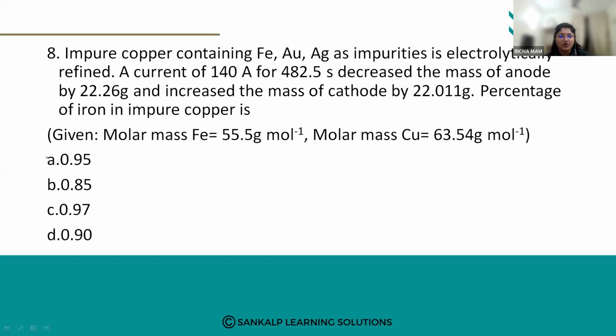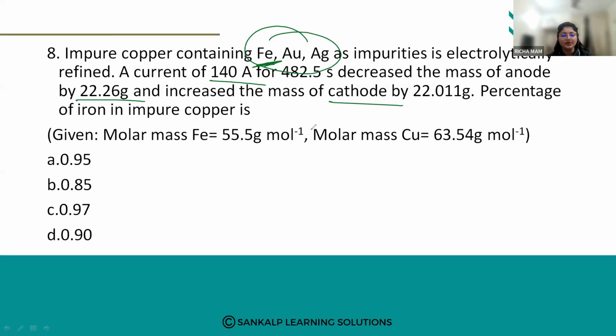Now, what is done to that? A current of 140 ampere is passed for 482.5 seconds. After passing the current, the mass of the anode is decreased by 22.26 grams and the mass of the cathode is increased by 22.011 gram. So they want to know the percentage of iron in impure copper. How much percentage of iron is present in that impure copper?